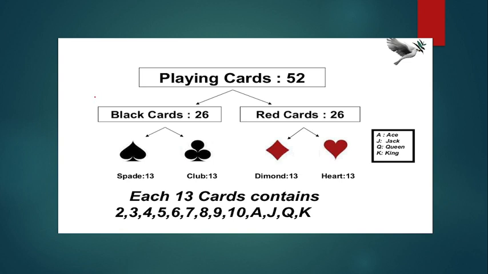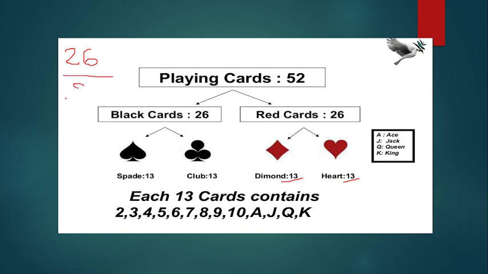If I ask you, how many diamond cards are there in 52 cards? There are 13 diamonds, correct? There are 13 diamond cards in 52 cards. So what if I ask you, what would be the probability of getting red cards, or what is the probability of getting a red card in a deck? How many red cards do we have? We have 26, because we have 13 for the diamonds and 13 for the hearts, knowing that only two suits are red.